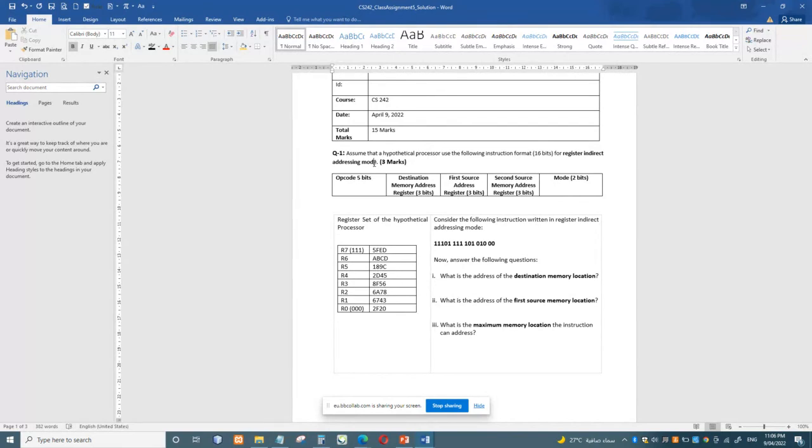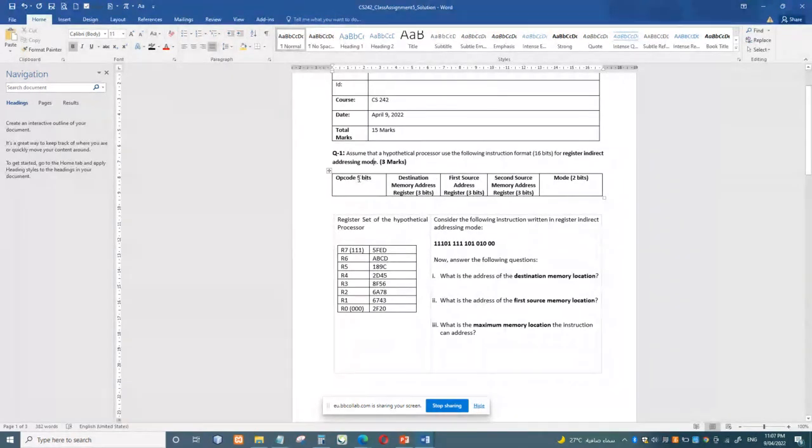So in register addressing, the register itself contains your operand, and in your instruction, we specify the register number. In register indirect addressing, the register does not contain your operand. Rather, in the instruction we specify the register number, and from the register we get the address of the memory location, and that address contains your operand. Okay, so this is your instruction format.